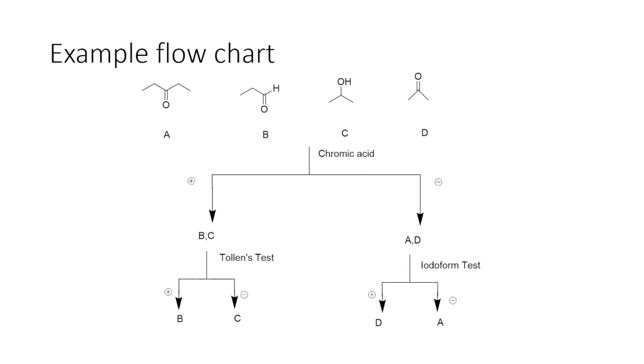Likewise, to differentiate between molecules A and D, the iodoform test can be performed. From this, we can see that a negative result would indicate molecule A as our unknown, and a positive result would indicate molecule D as our unknown.